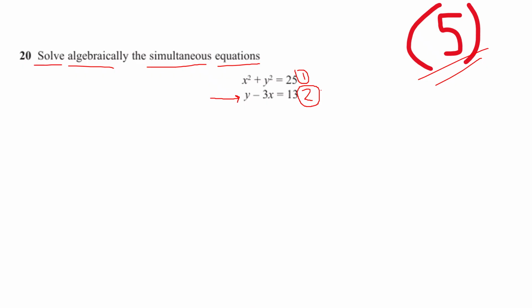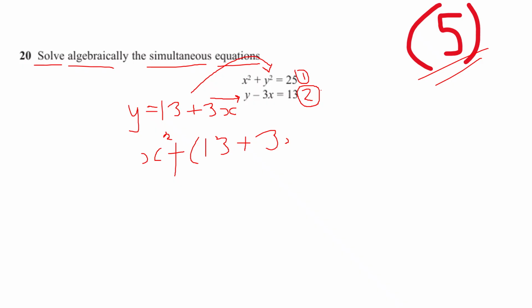So I'm going to add 3x to both sides. So that'll be y is equal to 13 plus 3x, or 3x plus 13. I'm now going to substitute this into my first equation where I've got the y squared. So I'm going to have x squared, plus, now in brackets, 13 plus 3x all squared, is equal to 25.